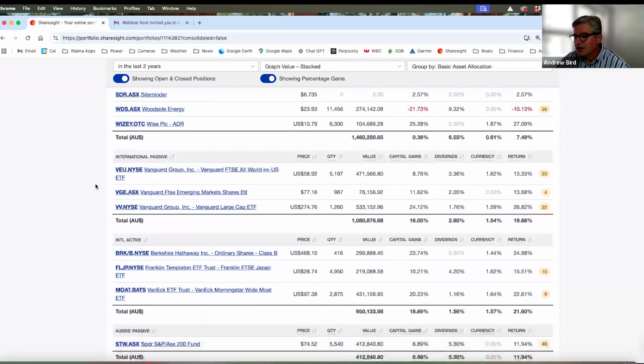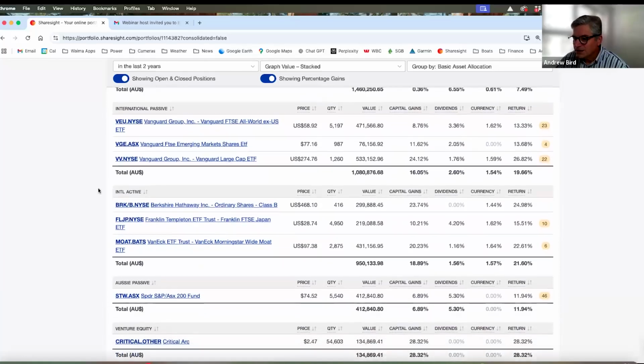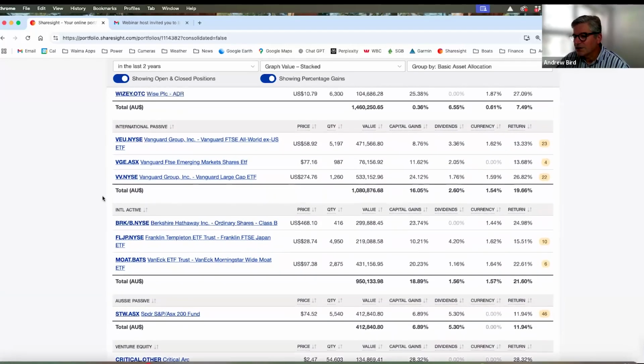Second category is international passive. Next is international active. So I've got a pretty big weighting to international, as I'll show you in a little bit. It represents something like 40% of the portfolio, probably.